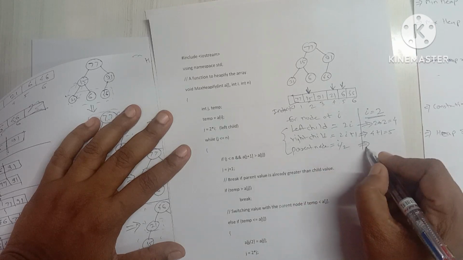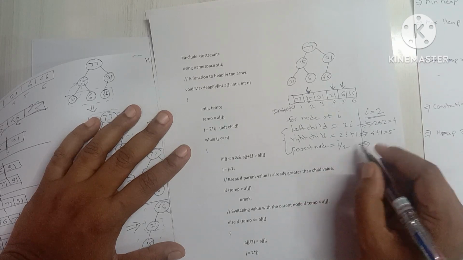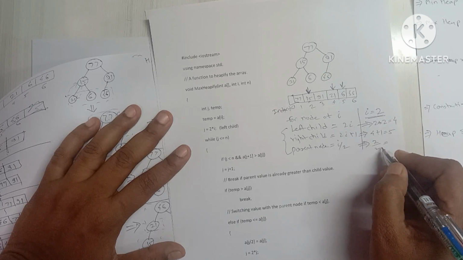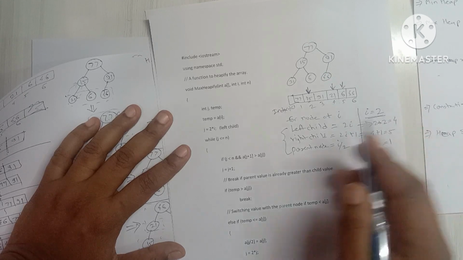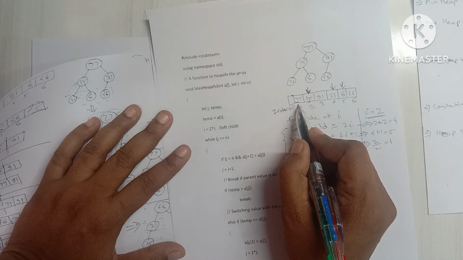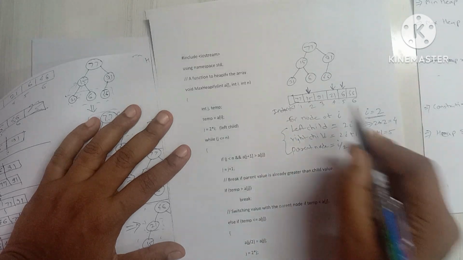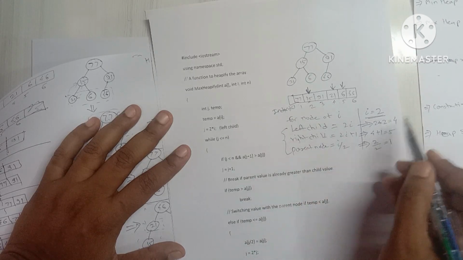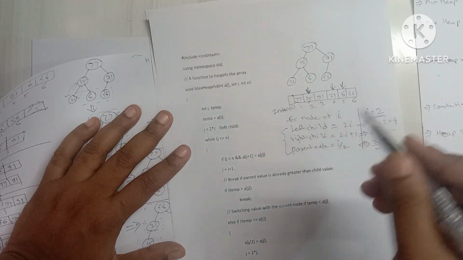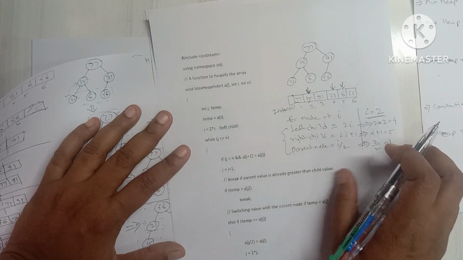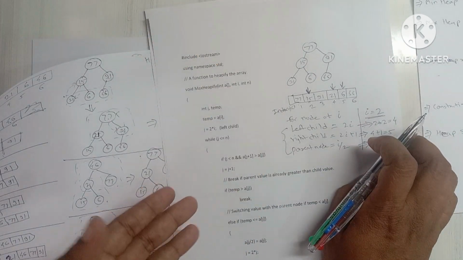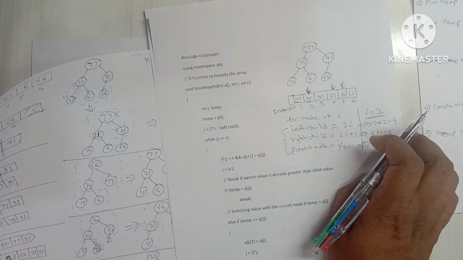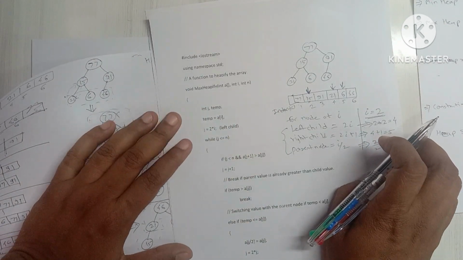And the parent node, how can we calculate it? I by 2. The I value is 2 and divided by 2, that is 1. So the parent node is at the first location, meaning the index of the parent node is 1. By using these formulas we find the index of the left child, right child and the parent node, because we need to compare those elements in the heapify method. That's why we need to use these formulas.